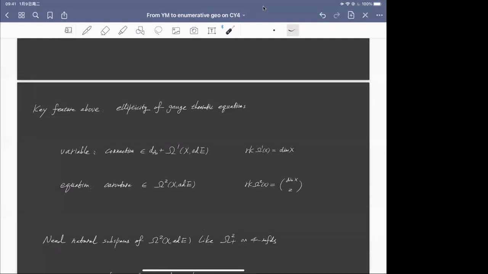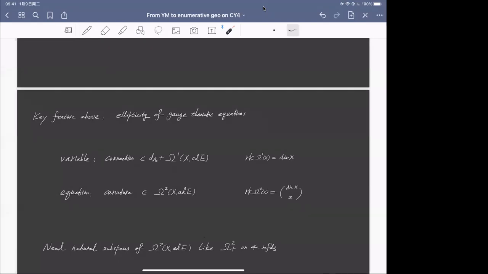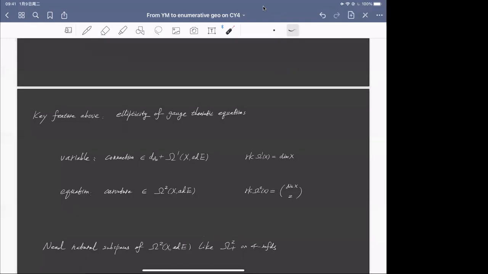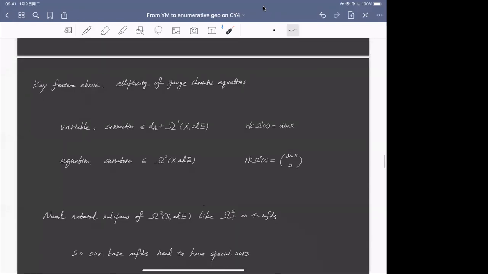So this means that to write down an elliptic equation, if you set this equation inside this space, it is too many equations. Instead, we need some natural subspace of this space of two forms, for example, the self-dual two forms in the 4 manifold setting. So this means that our base manifold needs to have special structures. It cannot be arbitrary dimensions or arbitrary Riemannian manifolds.